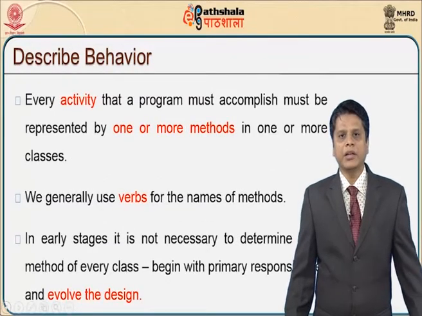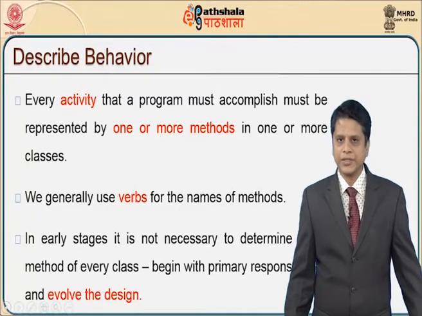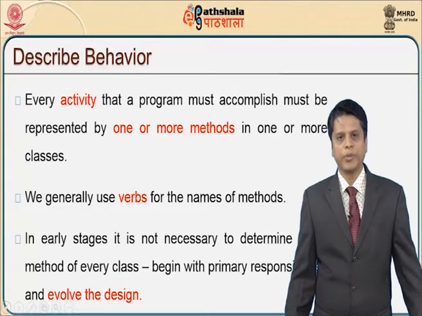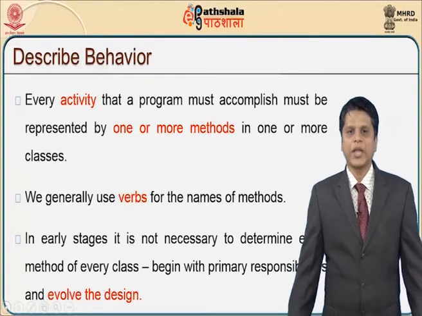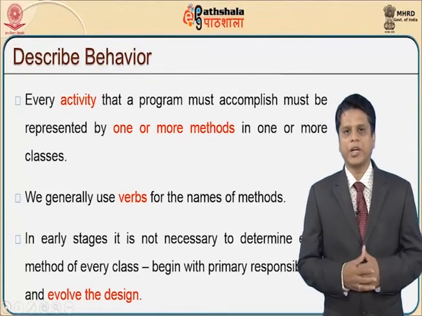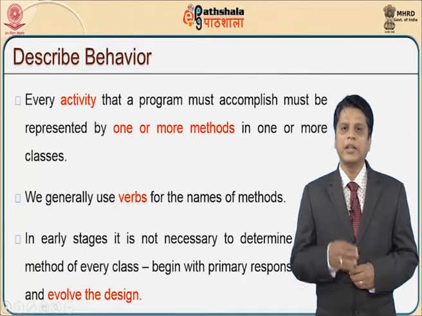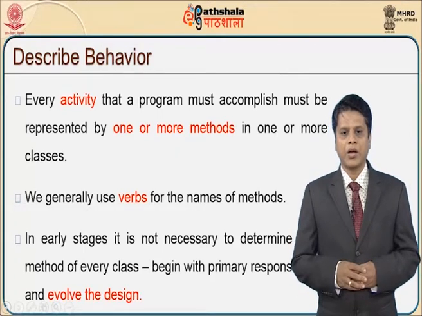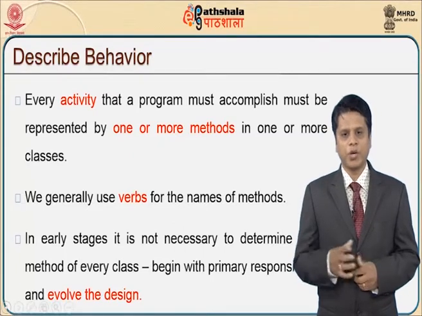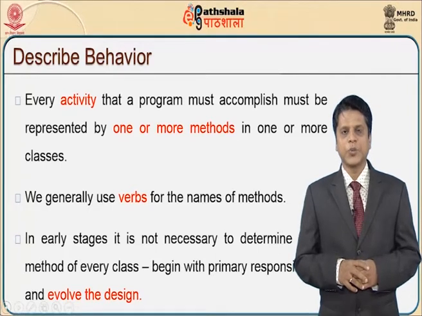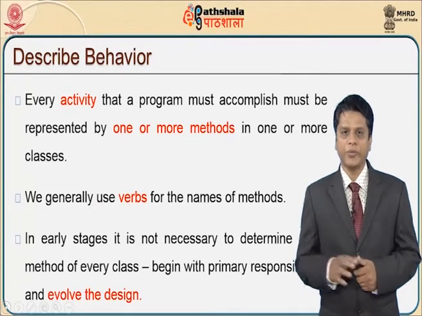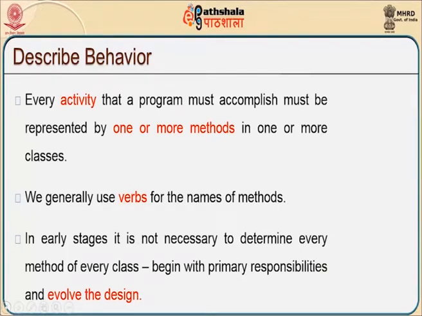The next activity is creating behavior. So we may have to describe behavior for each and every activity that has been listed. Every activity that a program must accomplish must be represented by one or more methods in one or more classes. So every activity that I am trying to highlight in a particular problem needs to be clearly defined in terms of behavior, and should be represented as one or more methods in one or more classes. We generally use verbs for names of methods. In early stages, it is not necessary to determine every method of every class. Begin with primary responsibility and evolve the design.